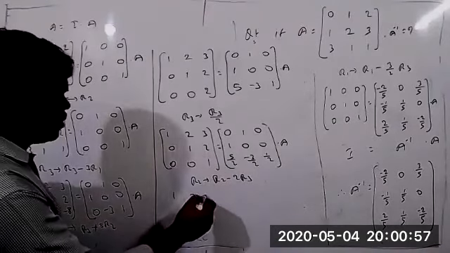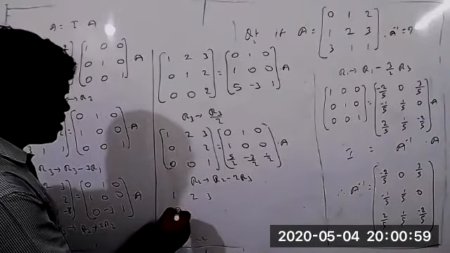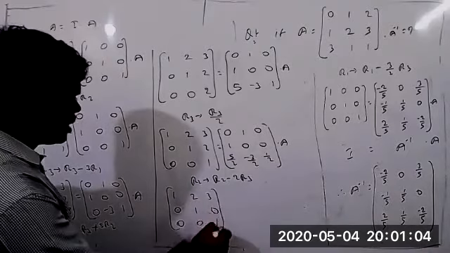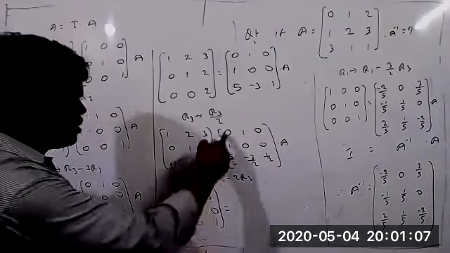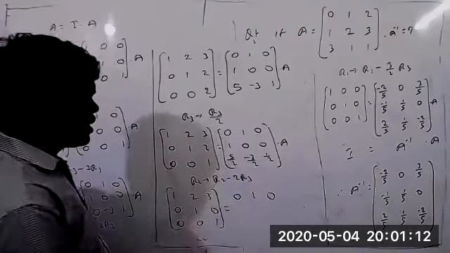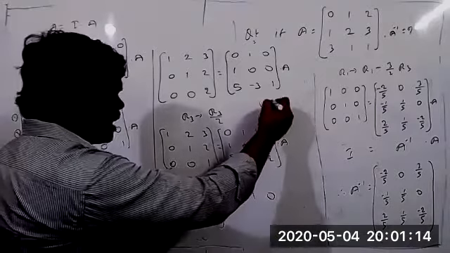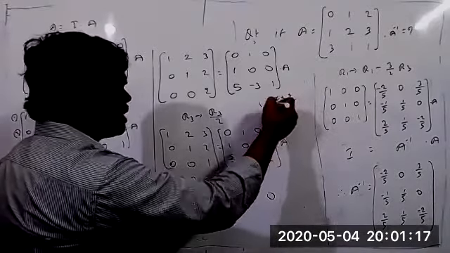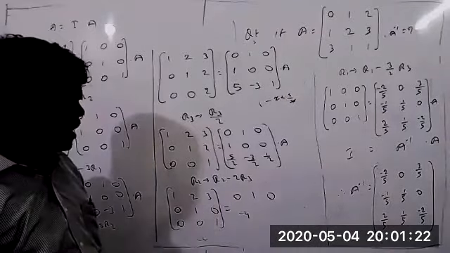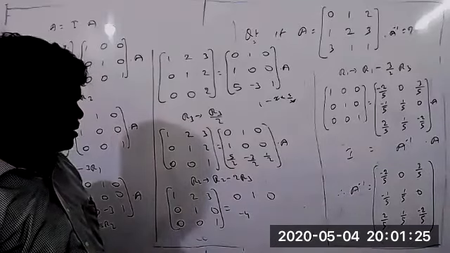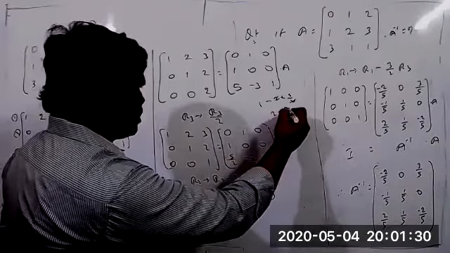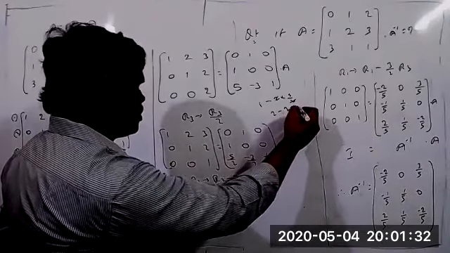So 1, 2, 3, 0, 1, 0, 0, 0, 1, 0, 0, 1 equal to. So you can write now first column as is only: 0, 1, 0. The second one I can change now. So 1 minus 2 into 5 by 2. 2 will be cancelled. So 1 minus 5 equal to, right now, minus 4. Minus 4 now. Next, this element you can take: 2 minus 2 into 1.